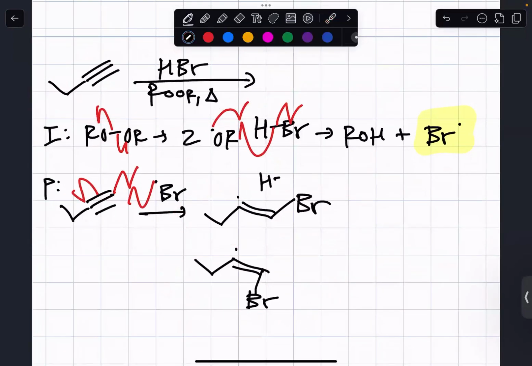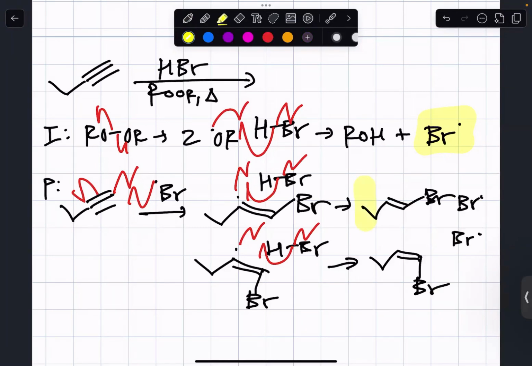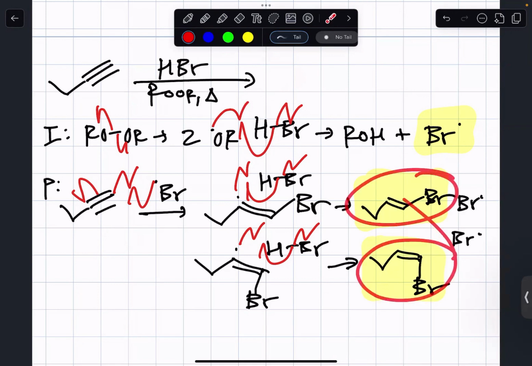What other step is there to quench that radical? It's to interact it with the HBr, right? Just give it a hydrogen and create another bromine radical. And then Br radical. So these are our two major products. If this showed up in predicted products, right? If you see a terminal alkyne reacting with HBr, ROOR, and heat, draw both the trans and cis alkene.